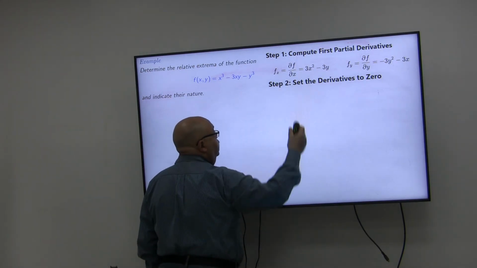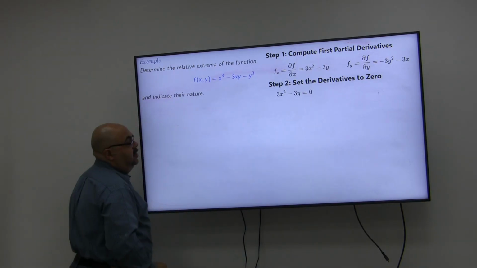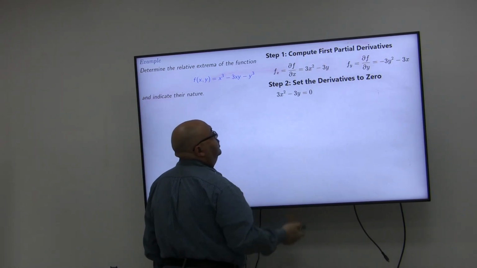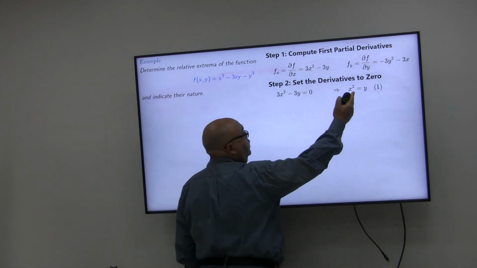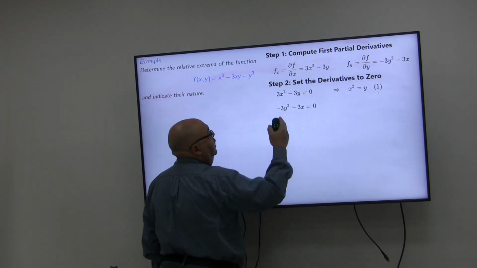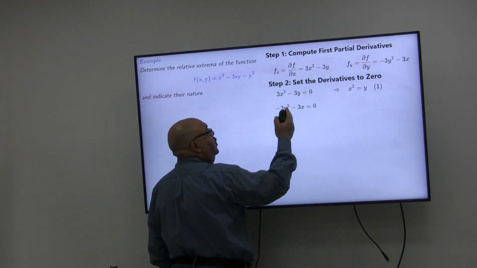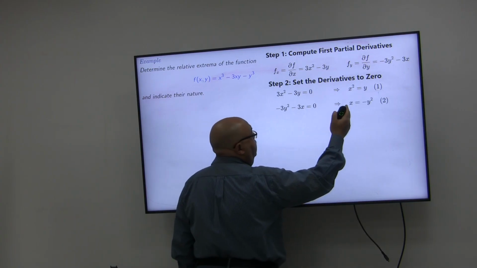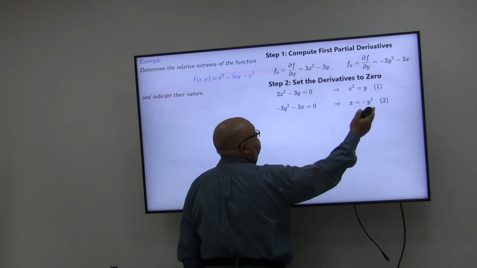I will put these two equations equal to 0. So that's the first equation, which leads to x squared is equal to y, as you can see. That's the first piece of information. The second one is negative 3y squared minus 3x equal to 0, which will lead to x equal to negative y squared.